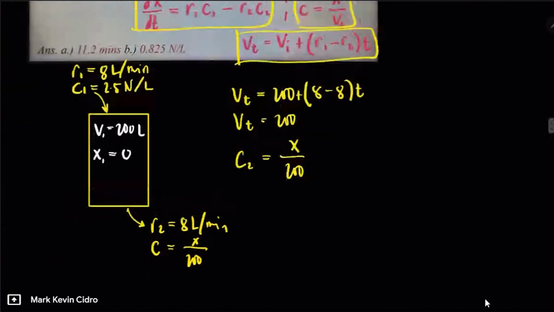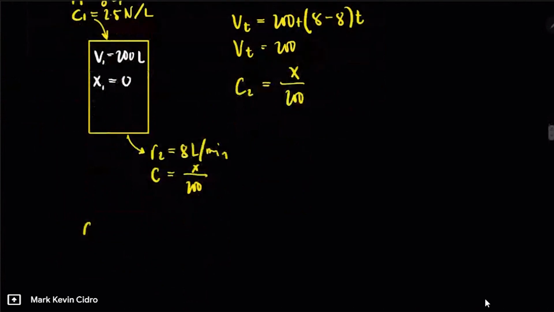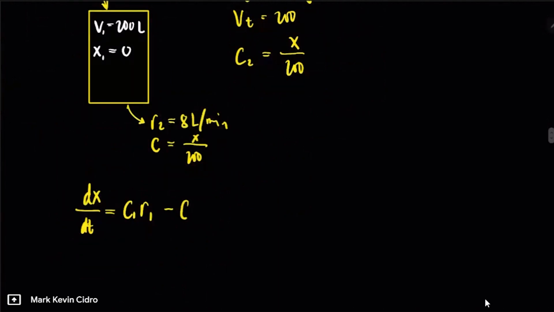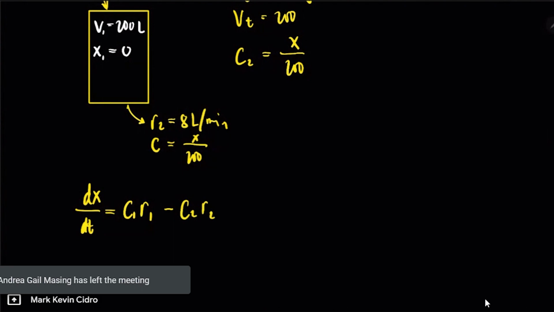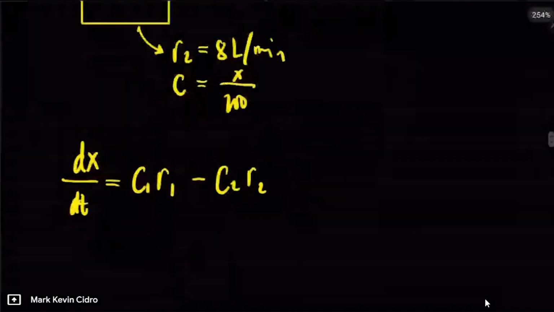Next, we will use this. That is dx over dt. Okay, so let me start. That is dx over dt is equal to C1 R1 minus C2 R2, or R1 C1. Okay, that's fine.